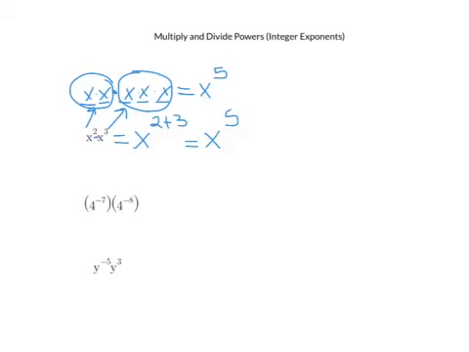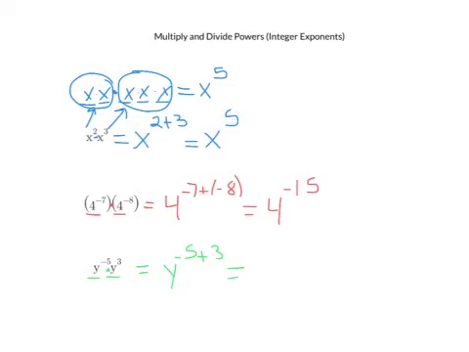In the next example, we have the same base, 4 and 4. So that means we have 4. Since we have two sets of parentheses together, that is multiplication. So we take negative 7 plus a negative 8. And negative 7 plus negative 8 is negative 15. In the last example, we have y, they're both bases, so y, and we are multiplying, so that is negative 5 plus 3, so that is negative 2.